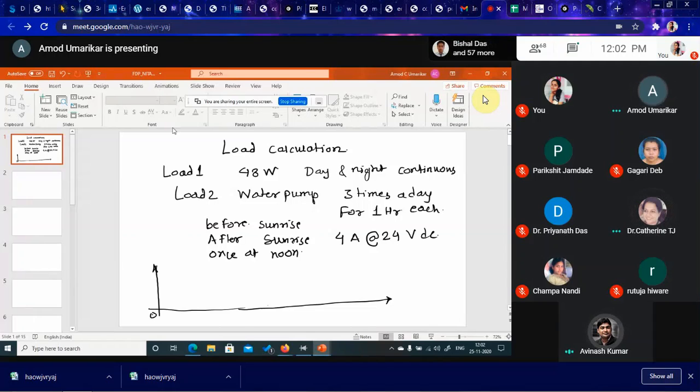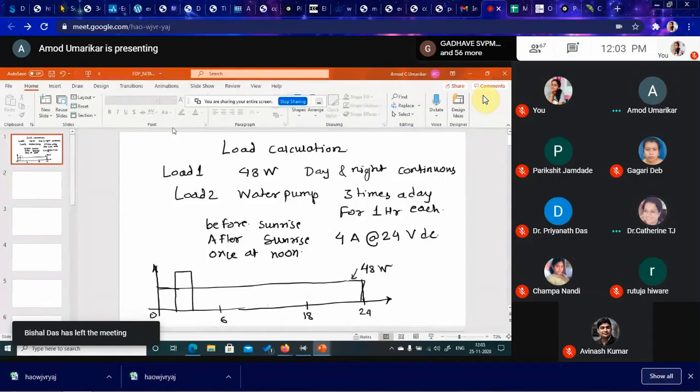So this is 0, 6, 18, 24. First load will be a continuous load, day and night. So this will be there, 48 watt load, continuous. Other load is how much? 96 watt load for 1 hour, before sunrise, 1 hour.